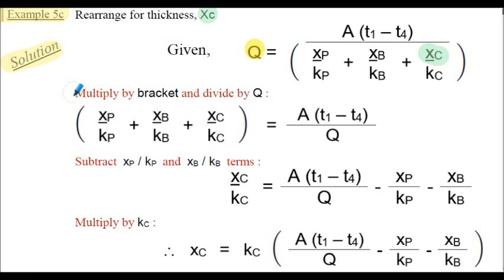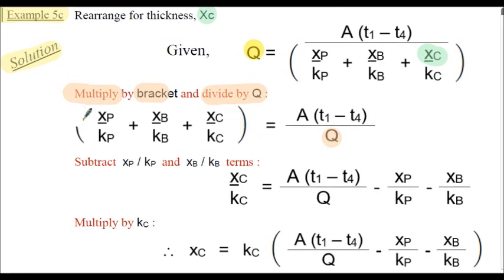So firstly I've multiplied by the bracket and divided by Q. So here's the bracket, left hand side. Here's the Q now on the right hand side. Note we no longer need the bracket on the left hand side.